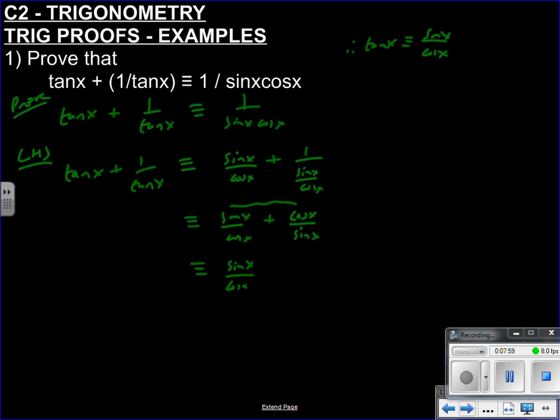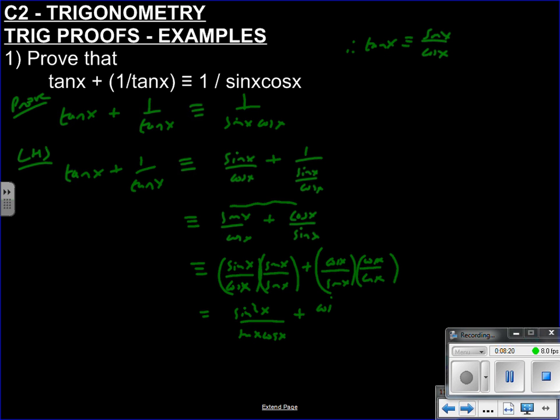So I would multiply by sine x and sine x top and bottom, and I need this one to have a cos x to make them match, so cos x over cos x. So now I've got sine squared x over sine x cos x plus cos squared x over sine x cos x. If you add, now you can add them together because their denominators are the same. So you get sine squared x plus cos squared x over sine x cos x.